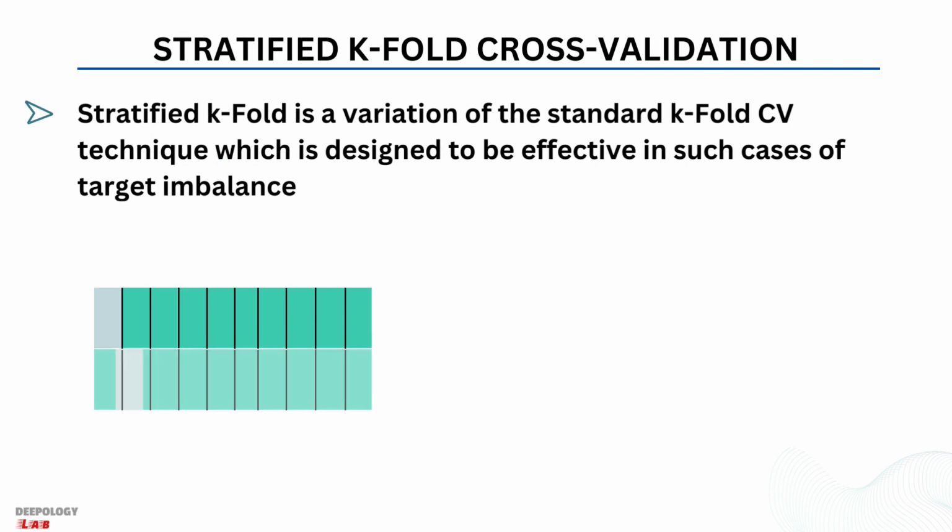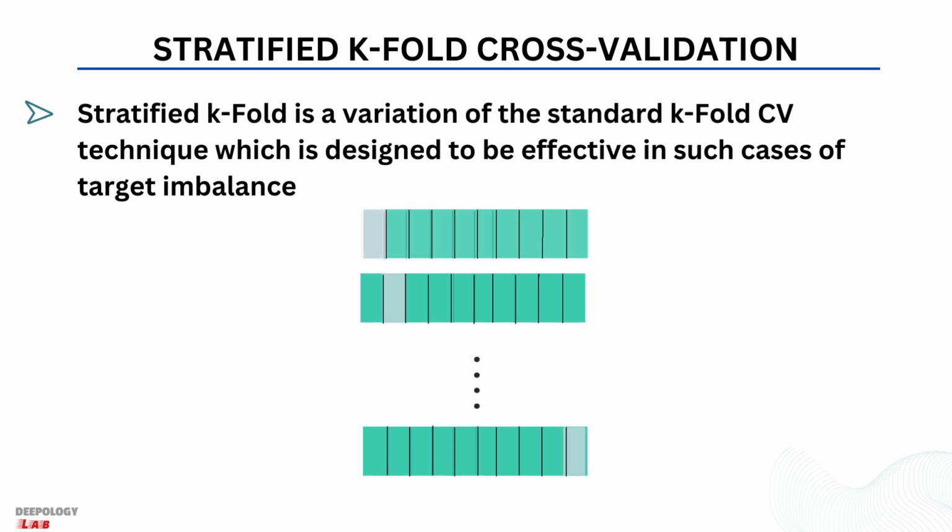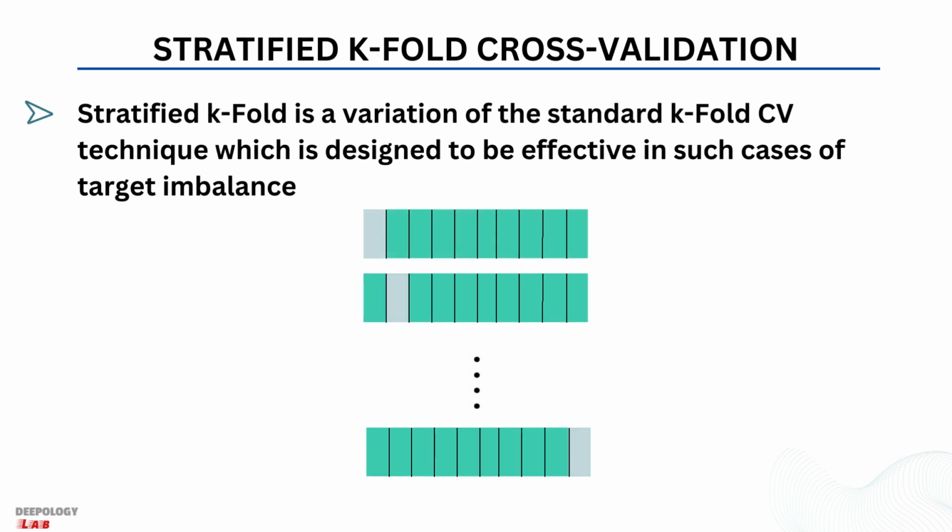Stratified K-fold is a variation of the standard K-fold CV technique, which is designed to be effective in such cases of target imbalance. It works as follows. Stratified K-fold splits the dataset on K-folds such that each fold contains approximately the same percentage of samples of each target class as the complete set. In the case of regression, stratified K-fold makes sure that the mean target value is approximately equal in all the folds. The algorithm of stratified K-fold technique steps.